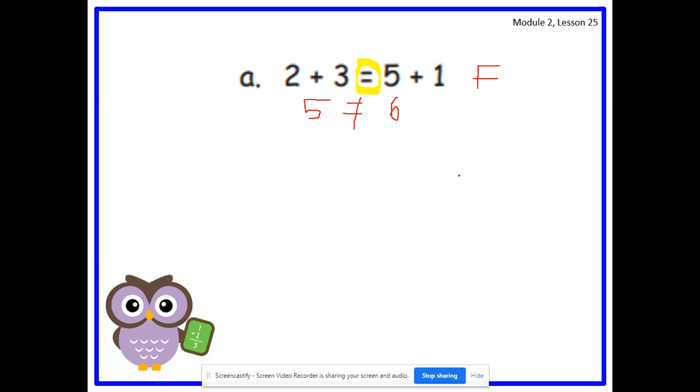Here's the next one. Ready? 7 plus 9 equals 6 plus 10. Go ahead and write a T for true if both sides are equal, or an F for false if they are not equal. Go ahead and press pause and press play to check your work.